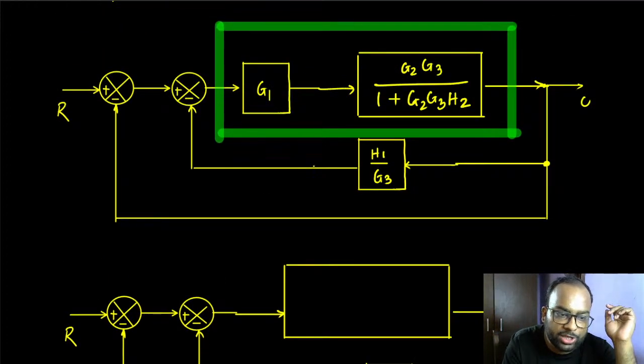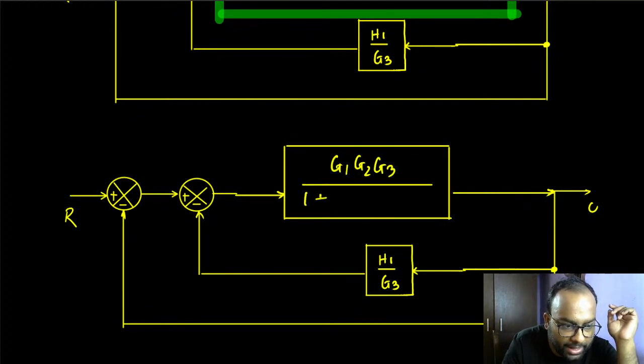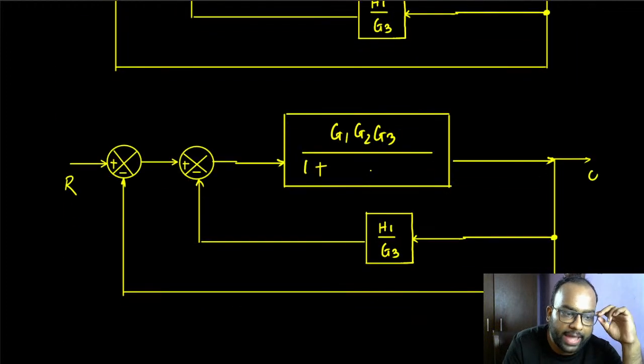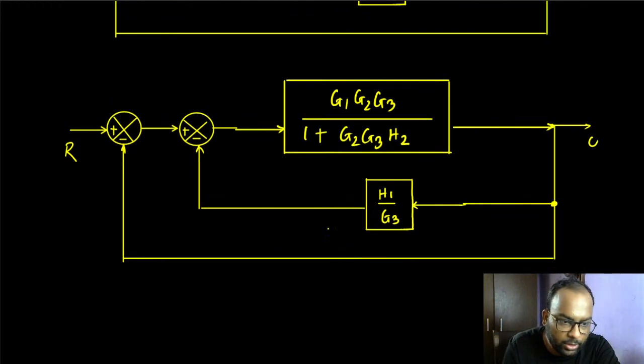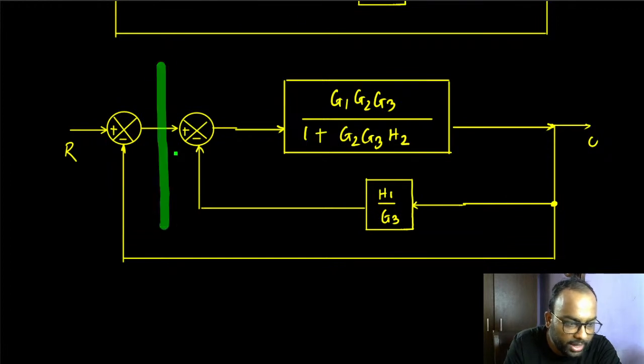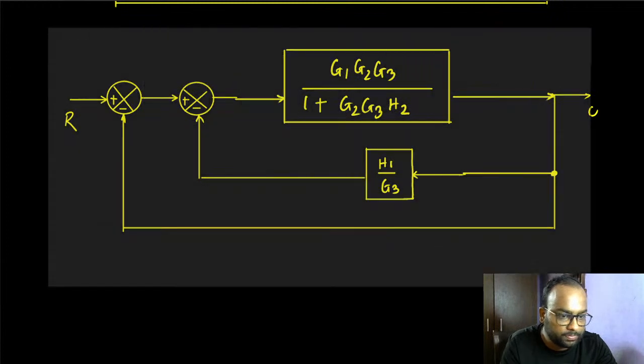Okay, so this becomes G1, G2, G3 divided by 1 plus G2, G3, H2. Okay, so that's the equivalent there. I think you are getting this, right? And then of course we have a feedback loop. And this is the feedback loop. As I was saying, let me just copy this before I actually draw the feedback loop.